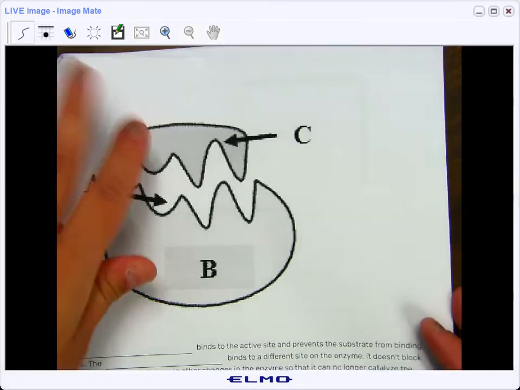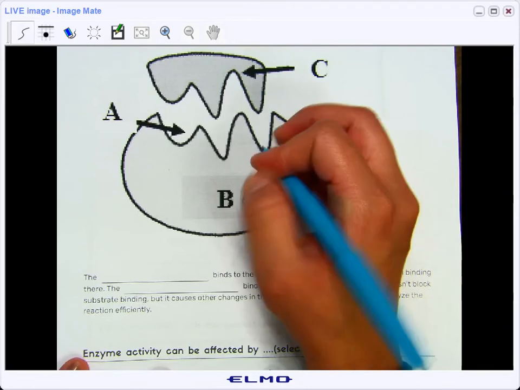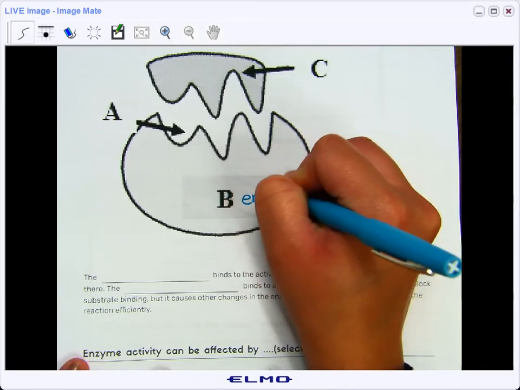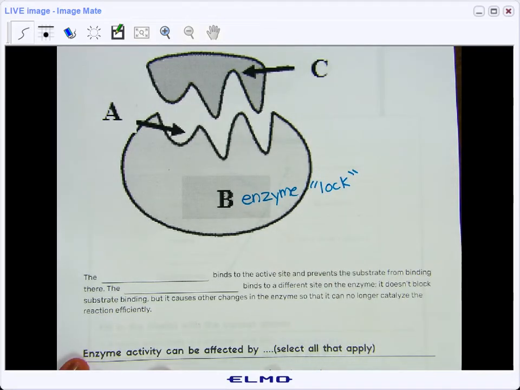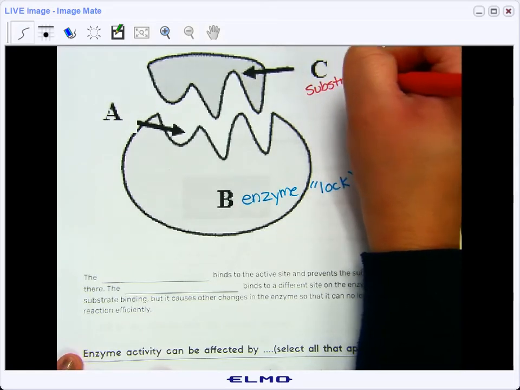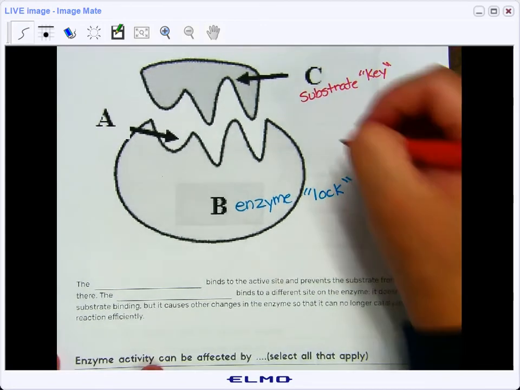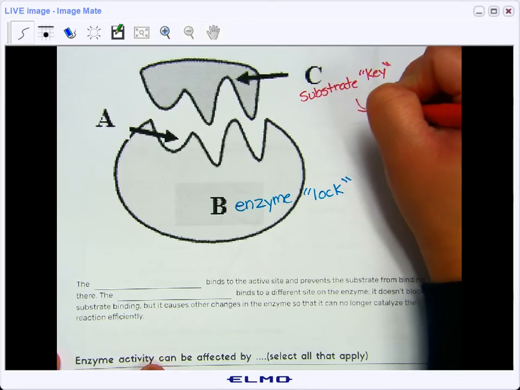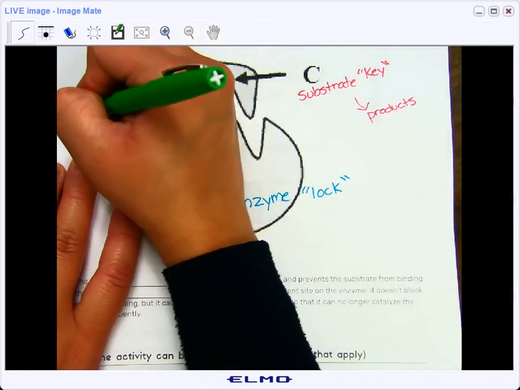And lastly, we're going to talk about enzymes. Our enzyme is going to function like our lock. And our lock is going to bind to a substrate, which is our key. This is later going to turn into products after it's done with the enzyme. And our substrate and our enzyme are going to bind together at the active site.